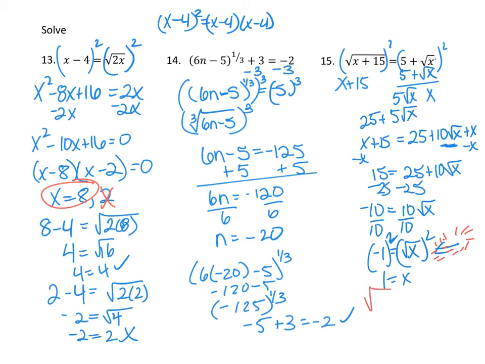I get the square root of 1 plus 15 equals 5 plus the square root of 1, which is the square root of 16 equals 5 plus 1. 4 does not equal 5 plus 1, so this one has no solution.